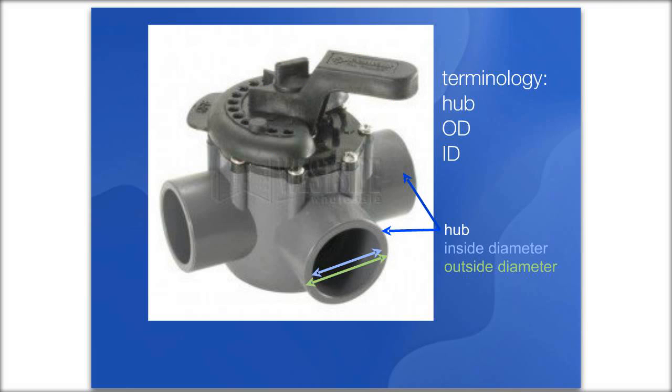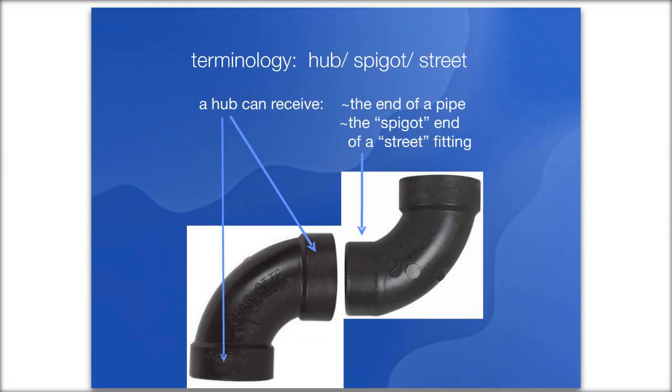So this is a Pentair 3-way valve, and you can see that because there is a thickness to the hub wall, the inside diameter is going to be smaller than the outside diameter. So that's why we talk about inside and outside diameters when we're talking about plumbing.